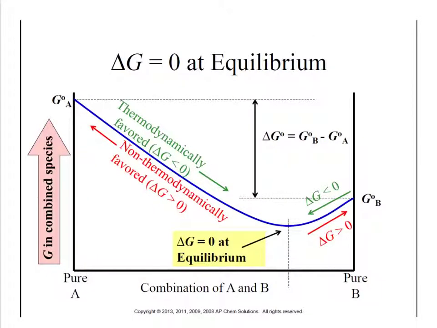So then in closing, delta G is equal to 0 at equilibrium. So that means even though the reaction is proceeding to the left and the right, there is no overall change in delta G because it's going to be proceeding at the exact same rate.